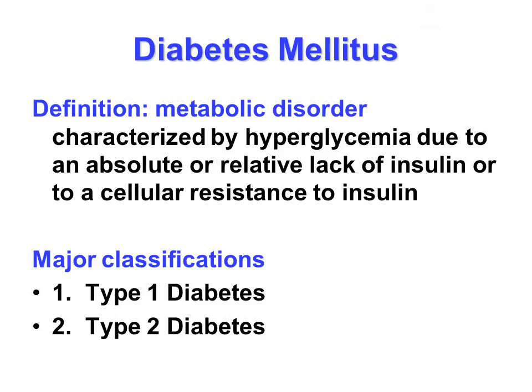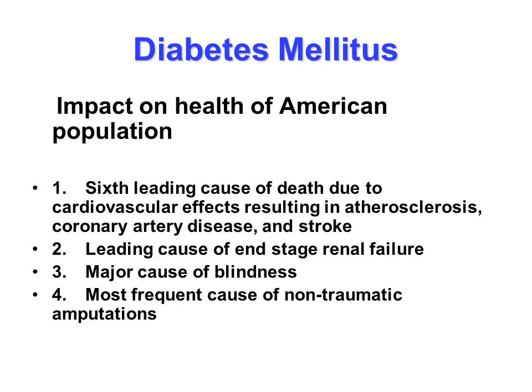Diabetes mellitus. Definition: metabolic disorder characterized by hyperglycemia due to an absolute or relative lack of insulin or to cellular resistance to insulin. Major classifications: 1. Type 1 diabetes. 2. Type 2 diabetes. Diabetes mellitus impact on the health of the American population.